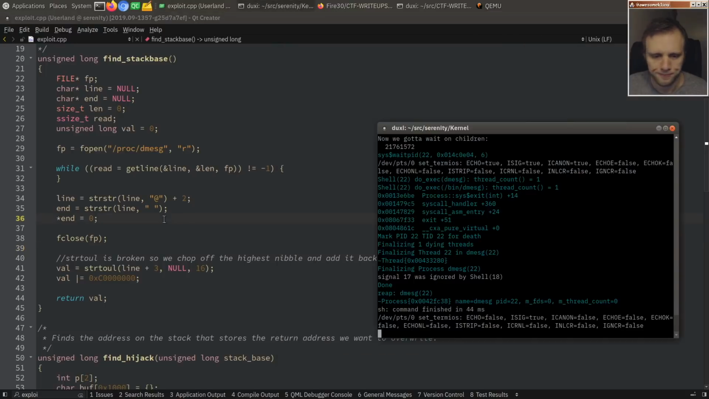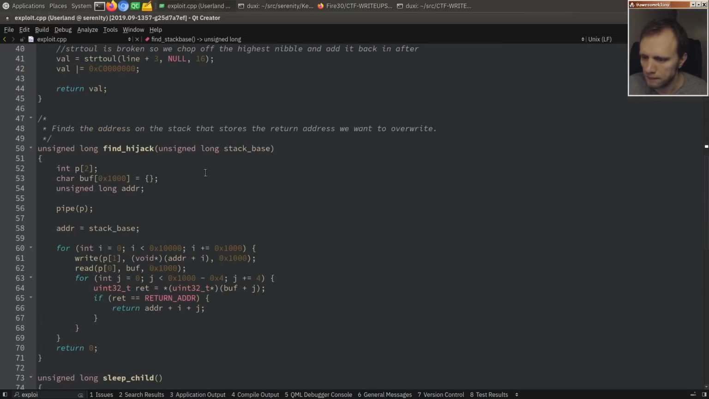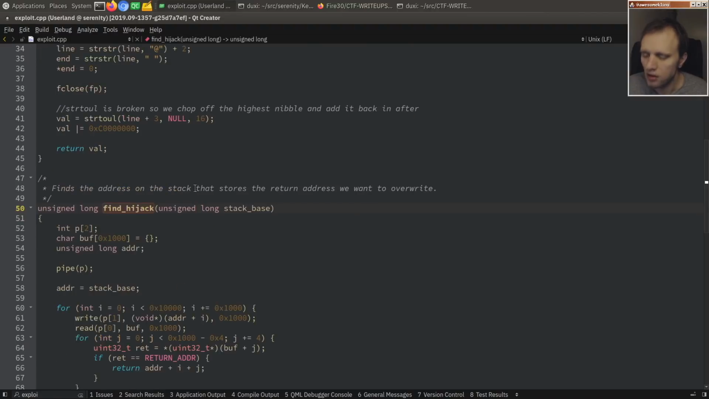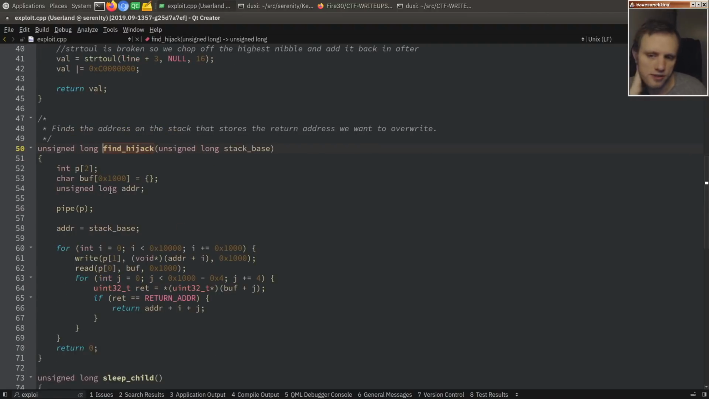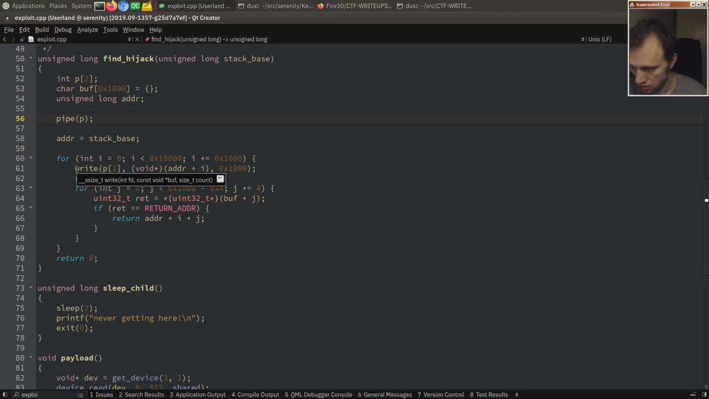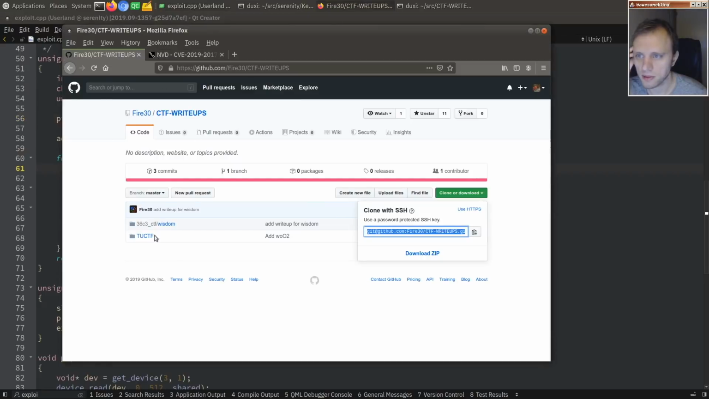And then once he has that, he looks for a hijack, which is an address on the stack that he wants to change to steer the kernel control flow in a different direction. The way that he finds that is that he creates a pipe, and then he writes to the pipe. This is the primitive that we were looking at up here, by the way.